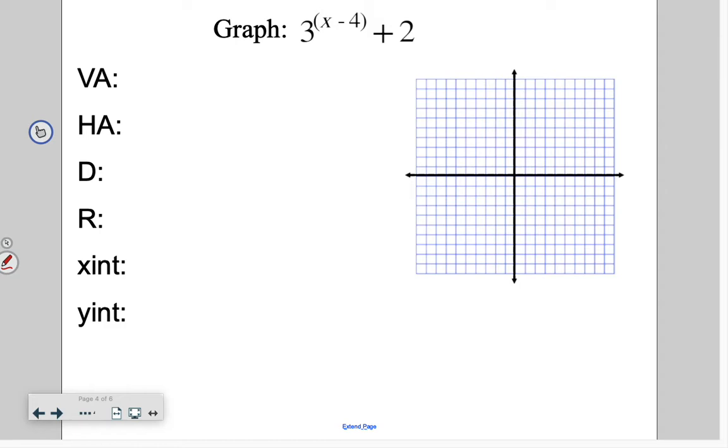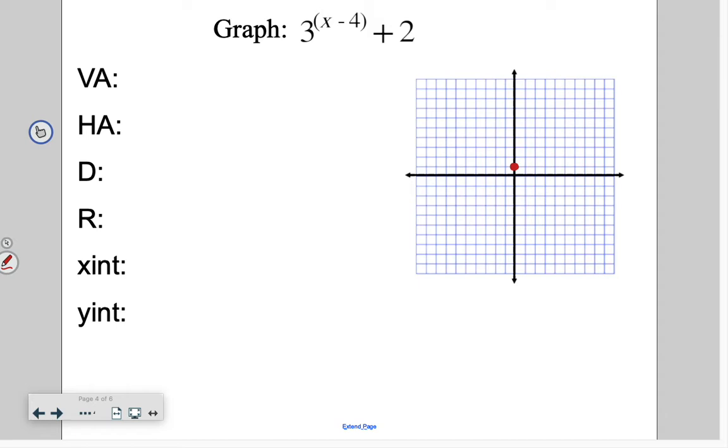Now, there's 2 main features of an exponential graph. The y-intercept is at 0, 1. That's your starting point. And you've got a horizontal asymptote at y equals 0. Those 2 things need to be shifted, and then you sketch the rest. So normally, I would have a point right here.